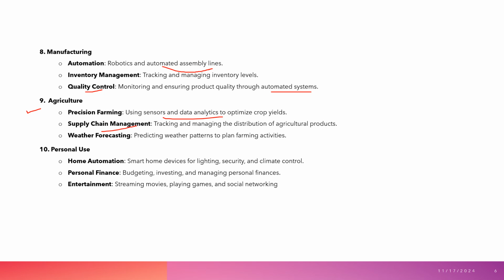And the very last is personal use. That means home automation, wherein we are using smart home devices for lighting, security, and climate control. Personal finance could be managed through computers. And entertainment, so that means streaming movies, playing games, and social networking are all a part of computer applications.